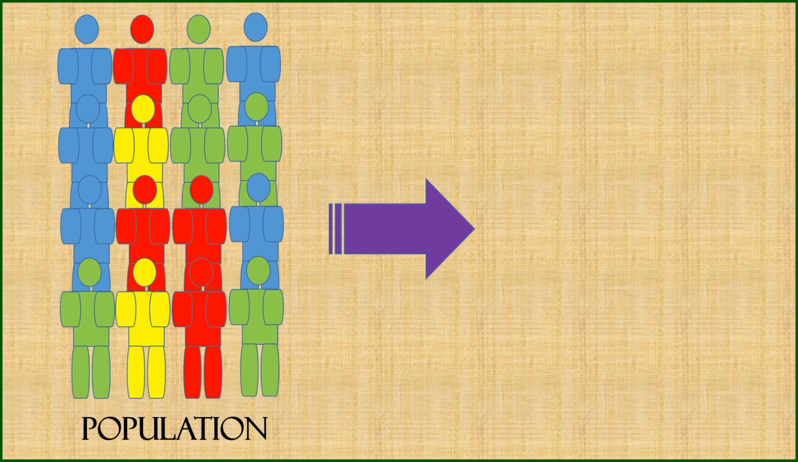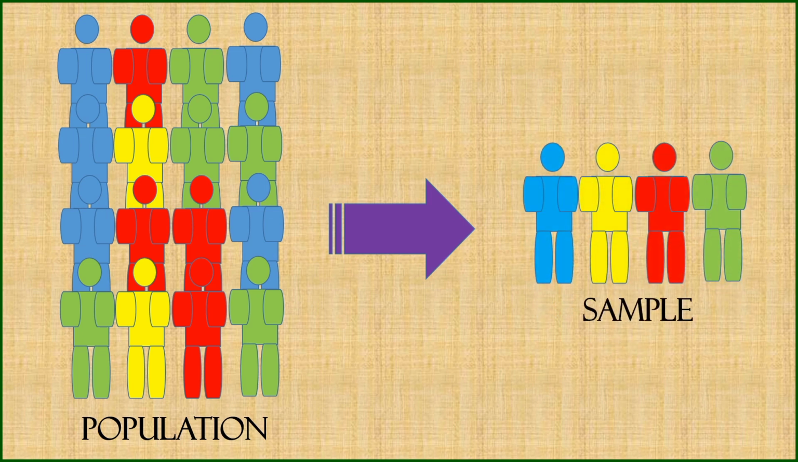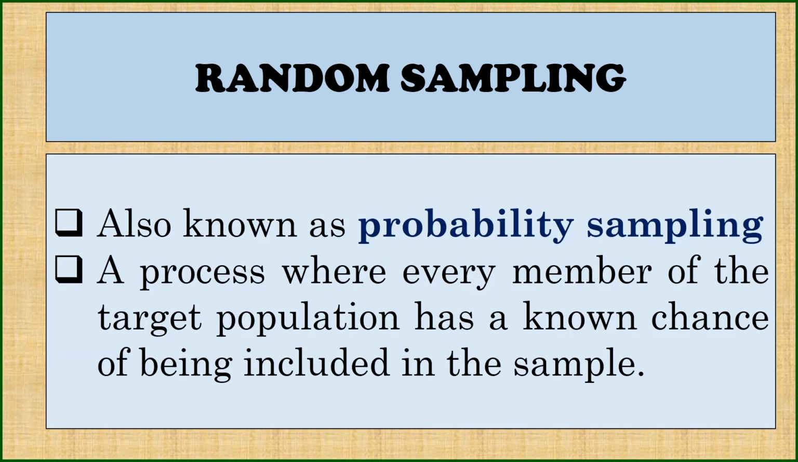Hi everyone. In conducting research in a large population of participants, it is advised to get only a sample that will represent the entire population. In this way, you can save a lot of your resources. There are many ways that you can gather your sample. One way is through random sampling.